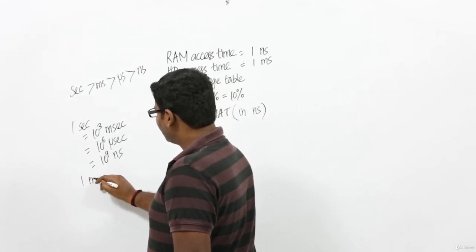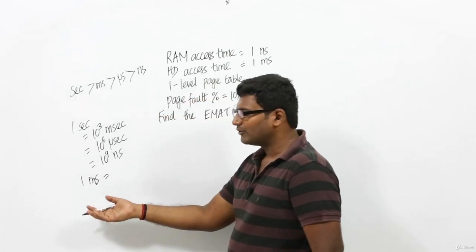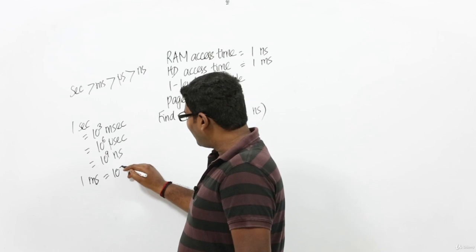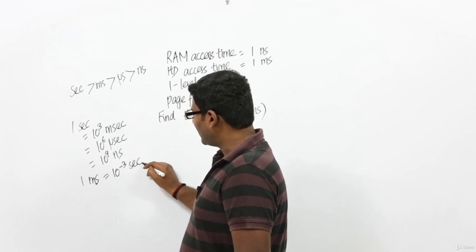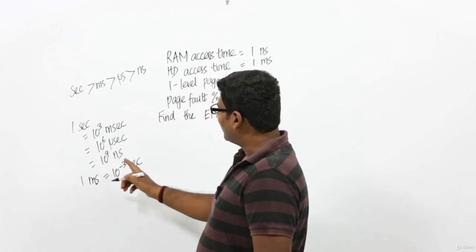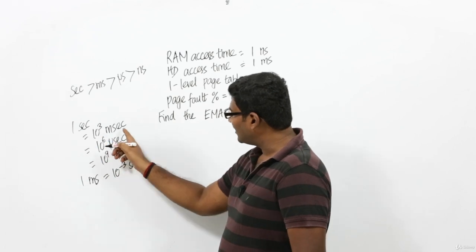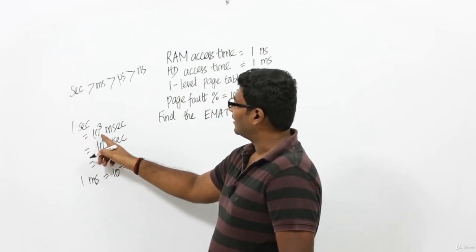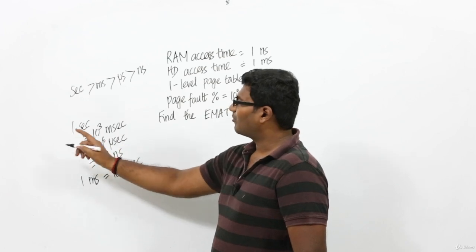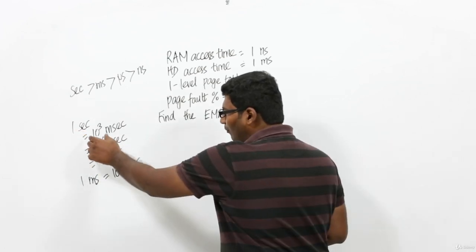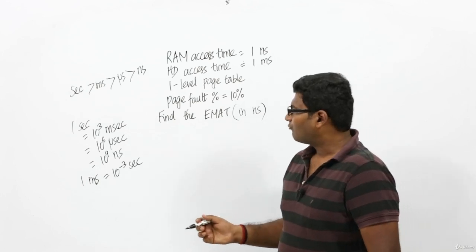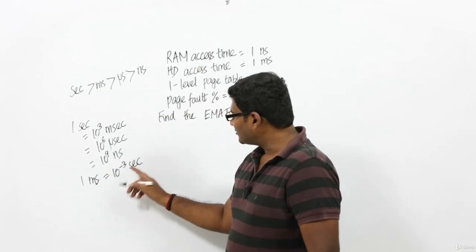First, I will convert it into seconds. 1 millisecond is nothing but 10 power minus 3 seconds. It is very simple. 1 second is equal to 10 power 3 milliseconds. Now I am going to bring this 10 power 3 over here so that I get 1 millisecond equal to 10 power minus 3 seconds. This 10 power 3 I am moving to the other side, and in that case it becomes 10 power minus 3. So I have converted milliseconds into seconds.